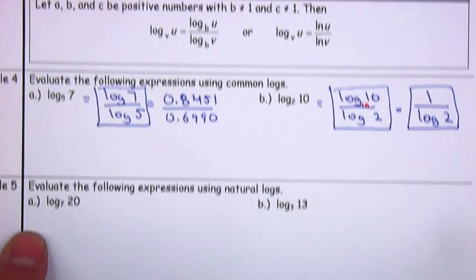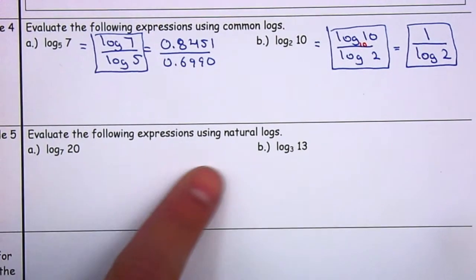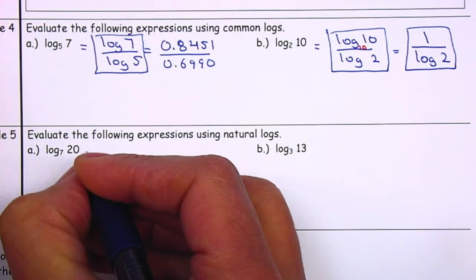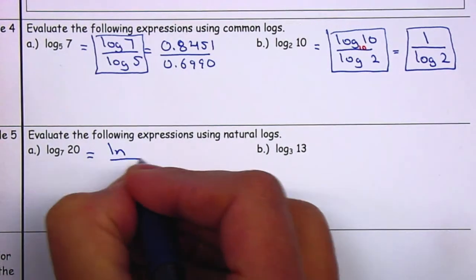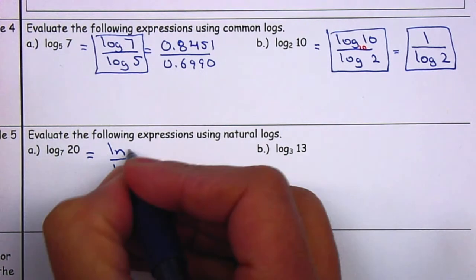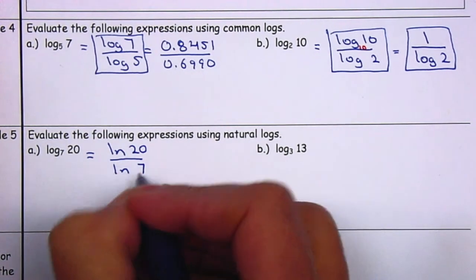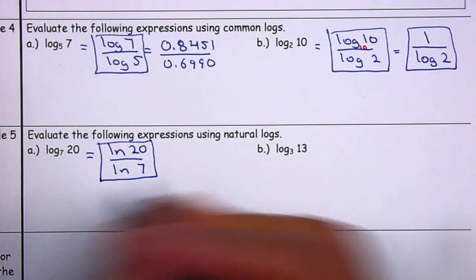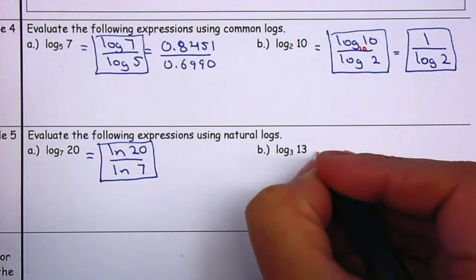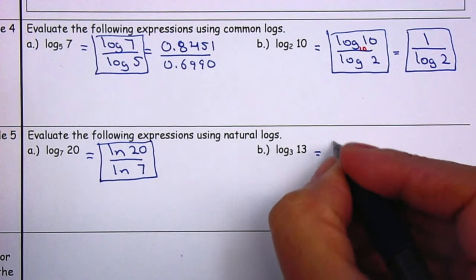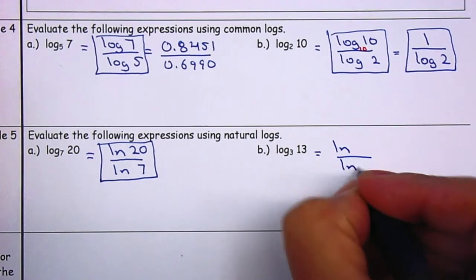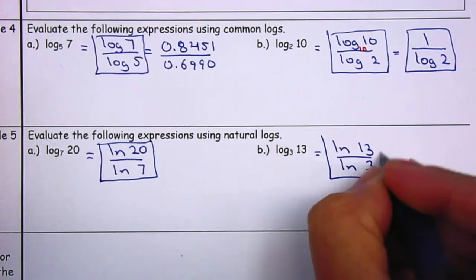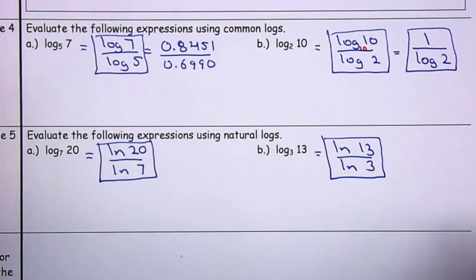For problem number 5, we want to evaluate it or rewrite it using natural log. So this will be the natural log over the natural log. There'll be a 20 on top and a 7 on the bottom. Now you can type into your calculator and evaluate it. And same thing for letter B. This will be the natural log over the natural log. It will be 13 and a 3. And you can type it into your calculator and evaluate.